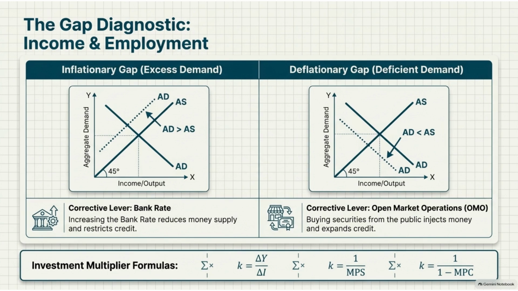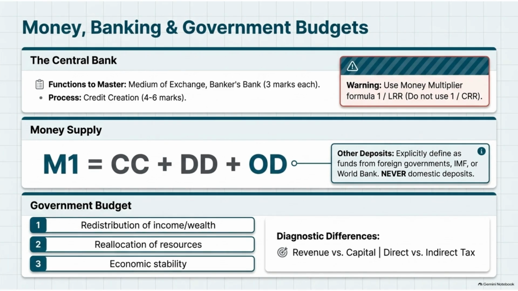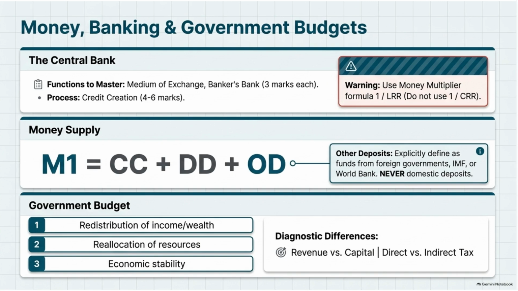Understand the differences between inflationary and deflationary gaps and their respective corrective levers, such as bank rates and open market operations. Ensure you are familiar with all investment multiplier formulas. For money and banking, prioritize central bank functions and the credit creation process. Always use the money multiplier formula 1 over LRR. Additionally, understand the core functions of government budgets, including redistribution and reallocation.